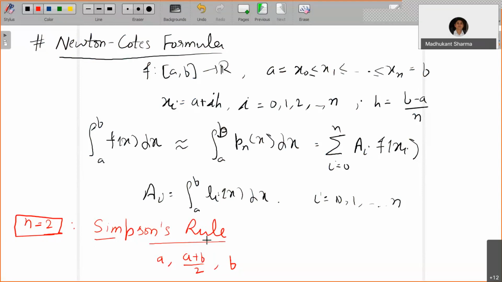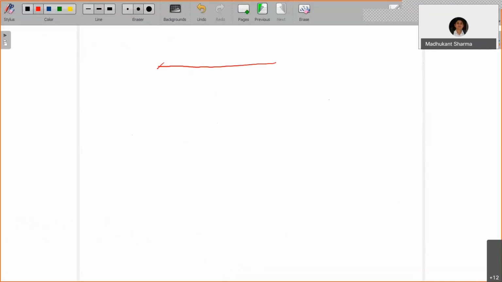You are going to join the interval xi to xi plus 1 to xi plus 1 to xi plus 2, so next intervals. So we are having Simpson's rule. We are going to derive Simpson's rule for the points a, a plus b by 2, and b. They are symmetrically placed. We want to determine the formula for these three points.